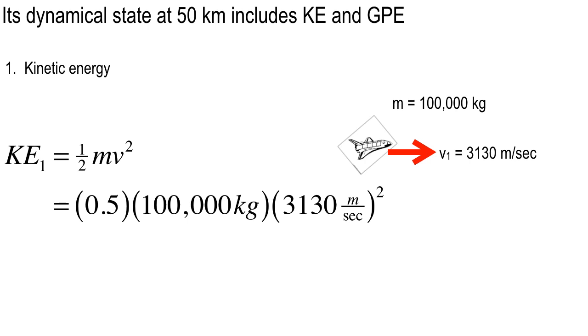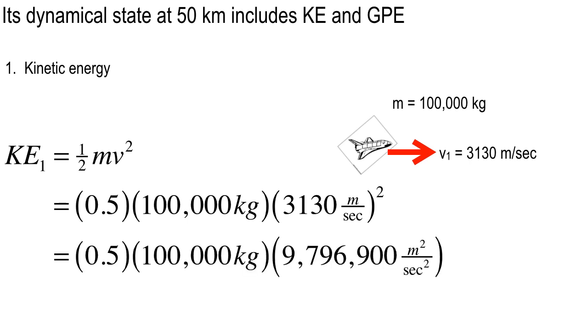Okay, I see a few hands. Who's got a number? 3130 quantity squared. What do you got? Who's got it? Okay, in the back. Carlton. Correct. All right, 9,796,900, and it's meters squared per second squared.